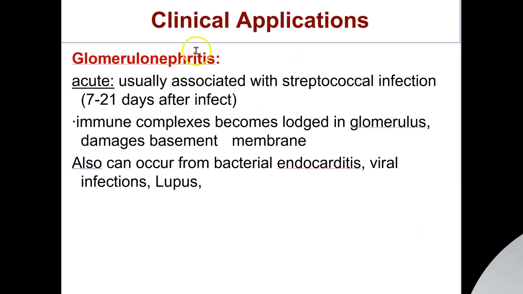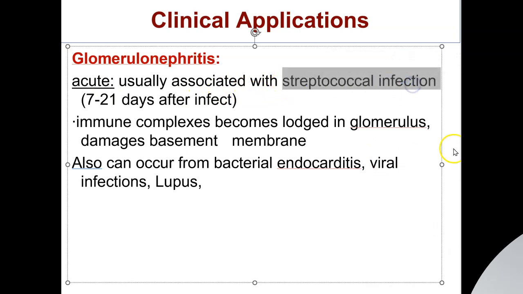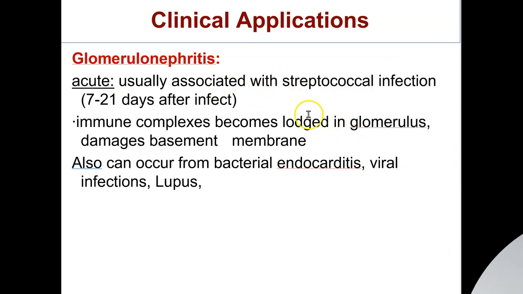Glomerulonephritis is an infection in the glomerulus. We talked about the glomerulus and the glomerular capsule. So this is actually up in the filtration area. It can be acute. Now, one thing that happens is a strep infection. If you have an untreated streptococcal bacterial infection, you're going to make antibodies against it. So these immune complexes, those antibodies bound to the antigen, can get stuck inside the glomerulus, and they can damage the basement membrane. So they actually have damage in the glomerulus.